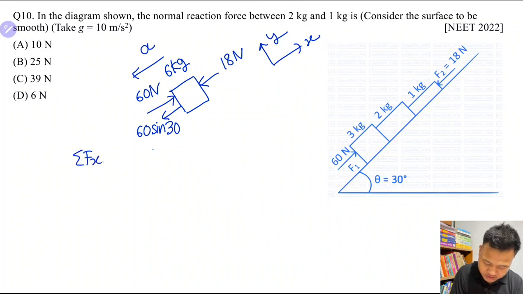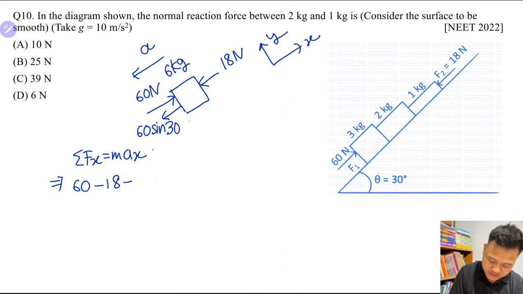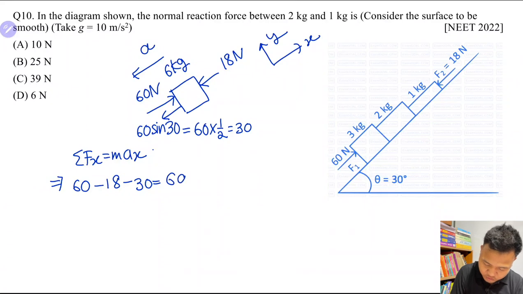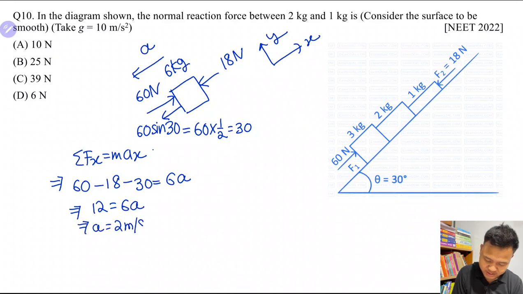So Fx equals max. So I have 60 positive towards plus x, minus 18 negative, and 60 sine 30 is also negative. 60 into 1 by 2 means 30, so 30 is also negative. This equals 6 into a. So 60 minus 18 minus 30 is 12, so 12 equals 6a, therefore a equals 2 meter per second square.